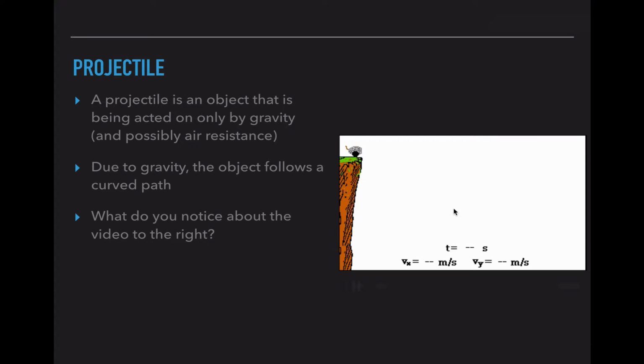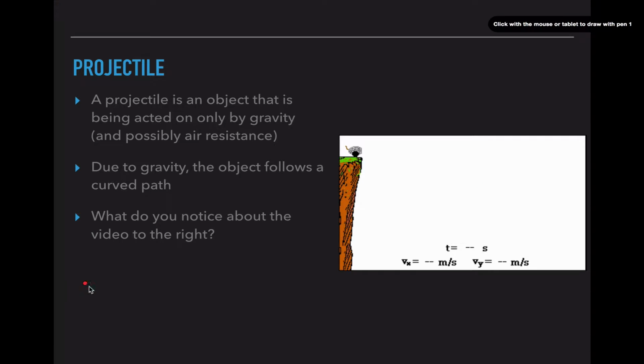What do you notice about this little video to the right? You should automatically be noticing two things. The first thing is that the vector that is pointing to the right is staying the same length the entire time that cannonball is traveling. You should also notice that the vector that is pointing down changes as time goes on. Now, according to this little video, it changes by a rate of 10 meters per second. That's because they're rounding gravity from 9.8 meters per second squared to 10 meters per second squared.